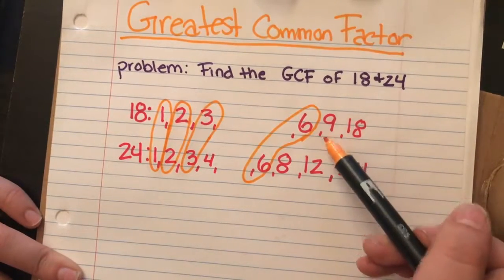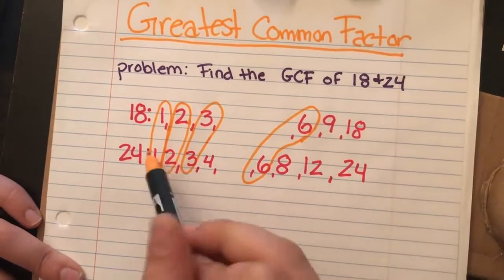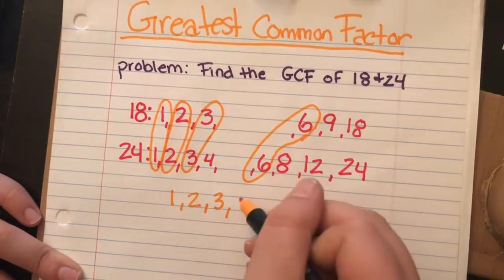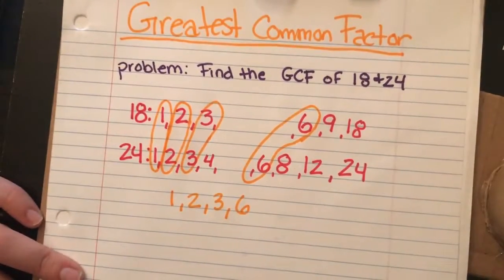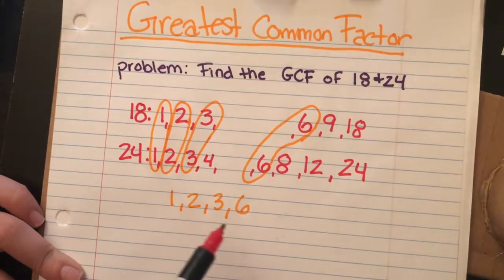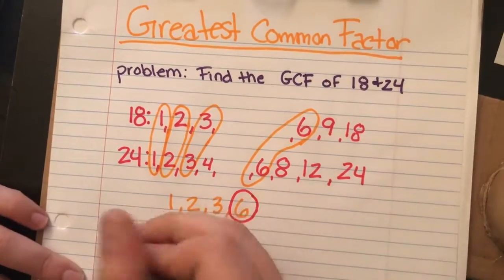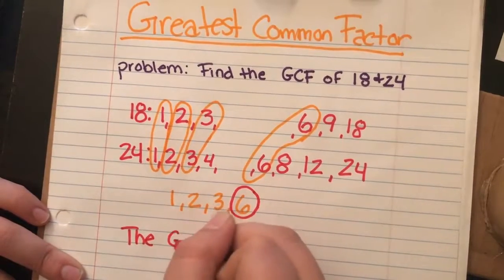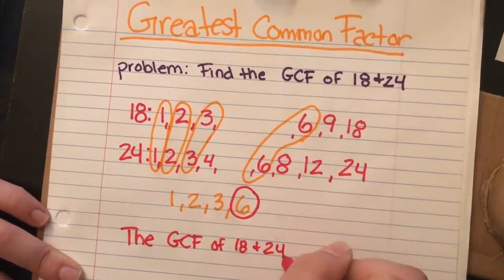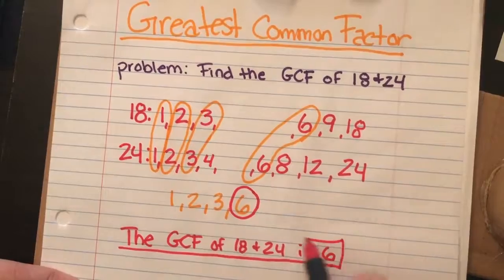8 is not, 9 is not, 12 is not, 18, no, 24, no. So these are my common factors: 1, 2, 3, and 6. And since we are looking for the greatest common factor, I'm looking for the biggest one of these, which is 6. So the GCF of 18 and 24 is 6. And that is my answer.